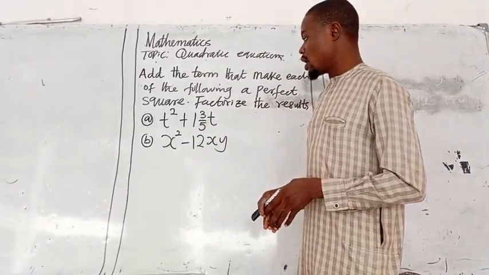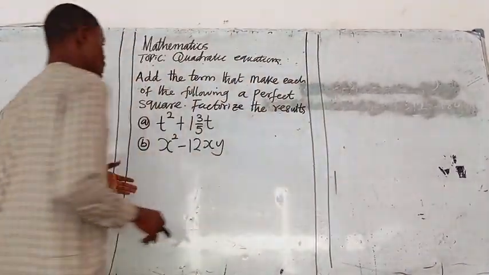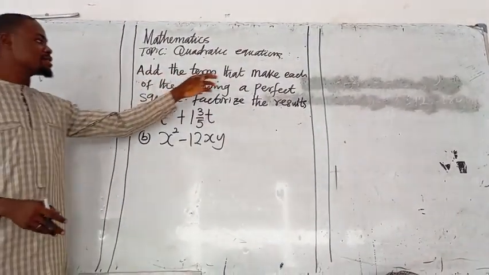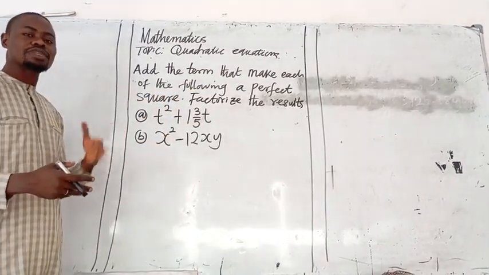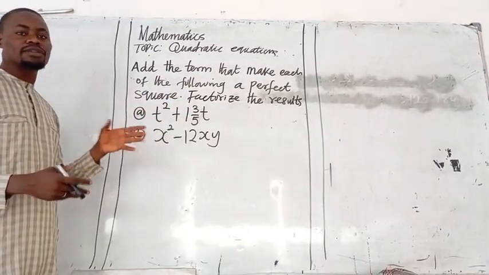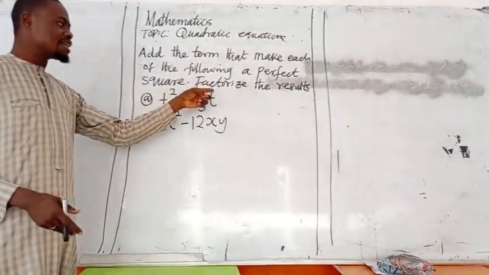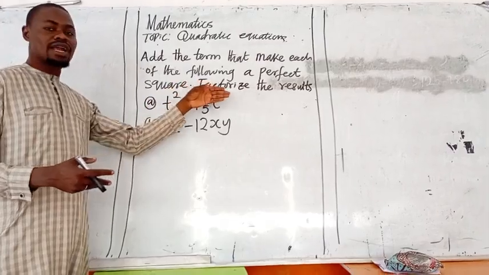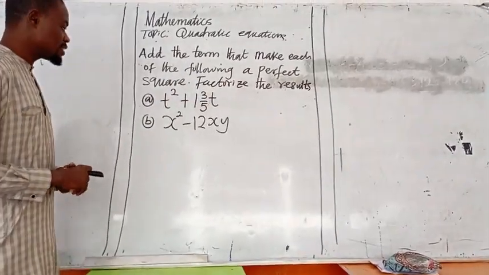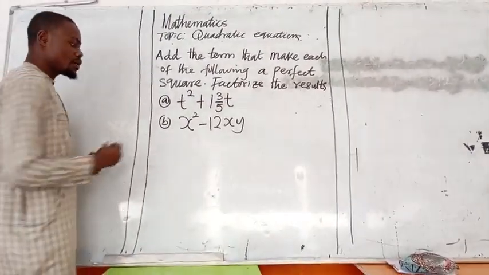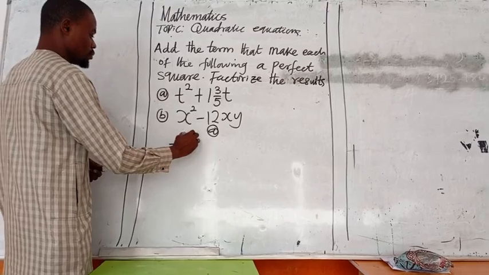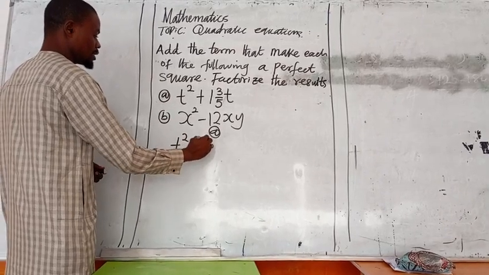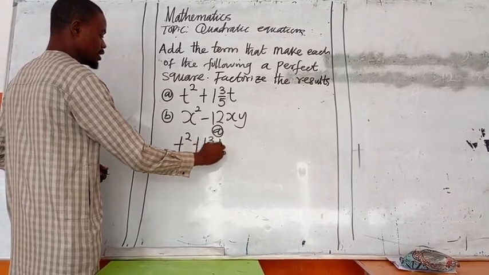Like this question, it's the same thing. Add the terms that make each of the following a perfect square. It's the same thing as what can be added to the following to make it a perfect square. After you might have gotten it, factorize the results. Let me start with question 1a. We have t squared plus 1 whole number 3 over 5, then t.